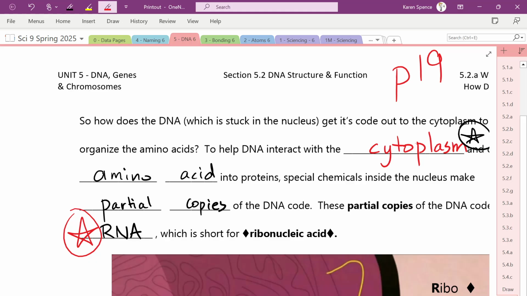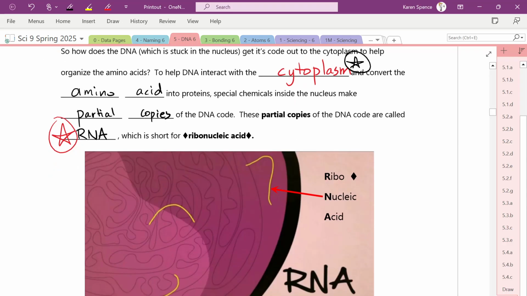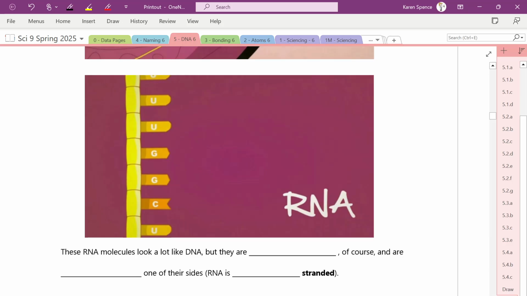Yes. Okay. There's the RNA. What does the RNA do? How does it get out of the nucleus? How does the RNA get out of the nucleus? Through the nuclear pores, yes. Okay, so we have the RNA.